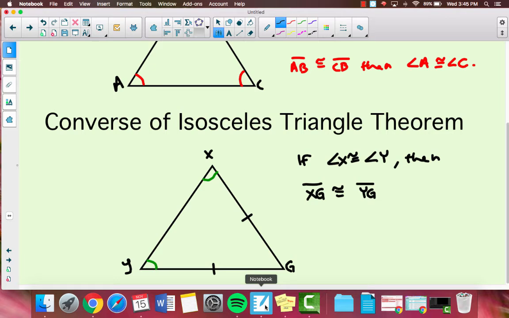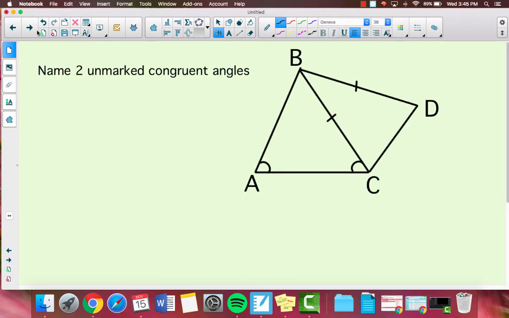Next in our section is going to be just a quick example. Here I give you a picture and I want you to name two unmarked congruent angles. Unmarked means they're not marked now, but ones that I could mark based on what I'm given. Here I've already got two angles that are marked because we can't use those. But what would be helpful? Looking for the sides that would be the same would be really helpful. Here's a side BD and here's a side BC.